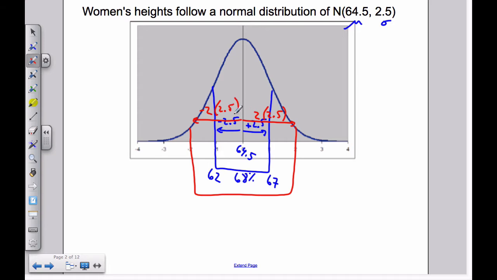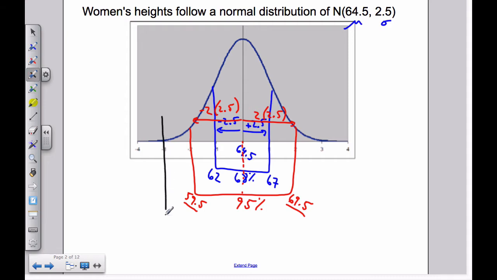Why is there plus and minus? Because you have some people that are taller than 64.5 and you have some that are shorter than 64.5, and it should be symmetrical, or the same on either side. So now I'm going to take my 64.5, which is right down the middle, and add 2 standard deviations, or add another 2.5 to the 67, which puts me at 69.5 inches, and subtract from the 62, which puts me down to 59.5. That's where 95% of females will fall, between 59.5 and 69.5 inches tall.